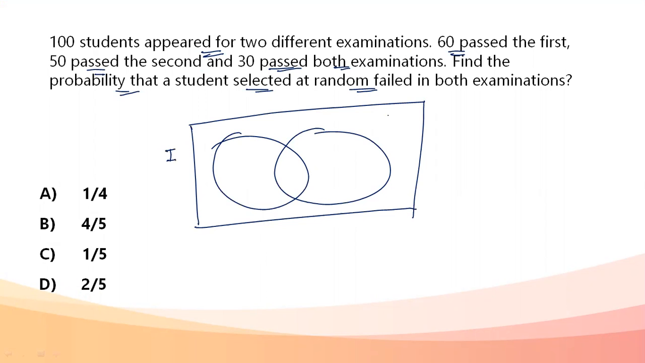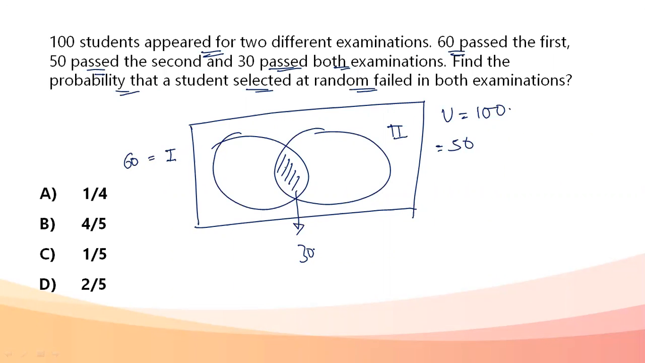So I'm taking my first test here, the second test here. Universal set, that is total number of students, becomes 100. Okay, now 60 passed the first. Here it's 60. 50 passed the second. Here it is 50. Now it is given that 30 passed both the exams. So this intersection portion, it's given as 30.